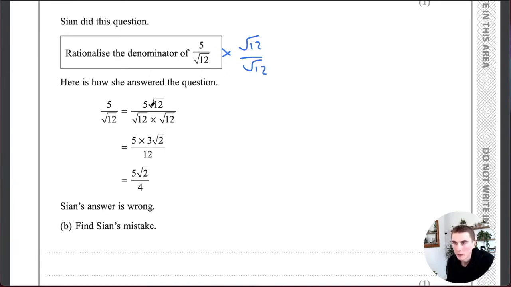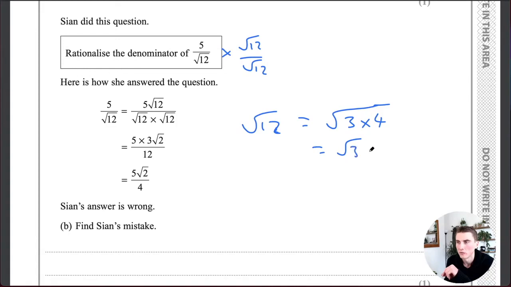And then on the top, she simplified the root 12 to 3 root 2. This is the wrong bit. So if we take root 12, that isn't the same as 3 root 2. Because when you simplify this, remember you need to think of a factor pair of 12 where one of the factors is a square number. So we can rewrite it as square root of 3 times 4, because 4 is a square number.